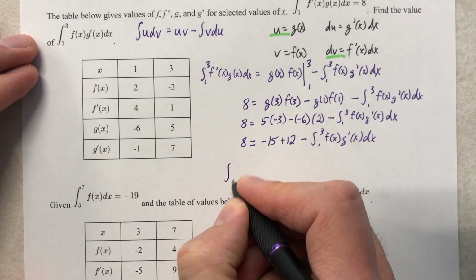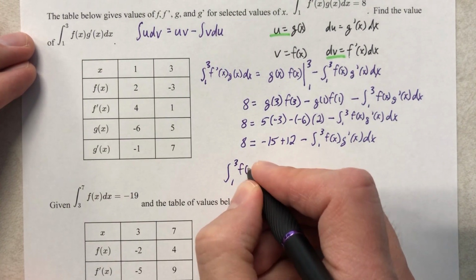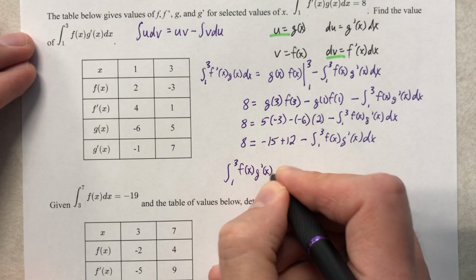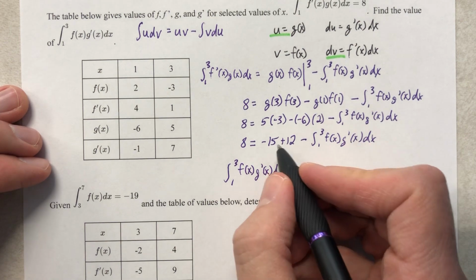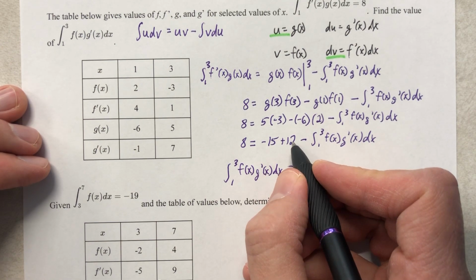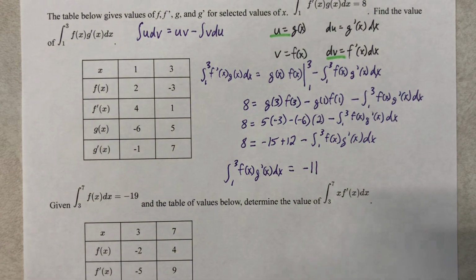So the integral from 1 to 3, because that's what I want. That's what they're asking for. Integral from 1 to 3, f of x g prime of x dx. As abstract as it seems, that's just what they're looking for. Equals, okay, well, negative 15 plus 12, that's negative 3. Negative 3 minus 8, it is negative 11. We found it.